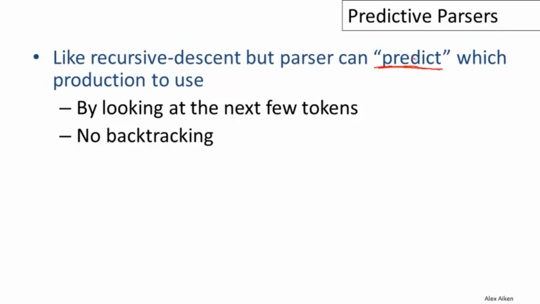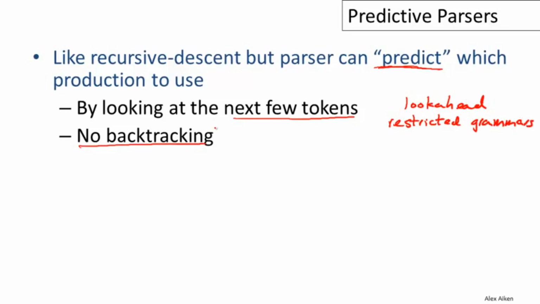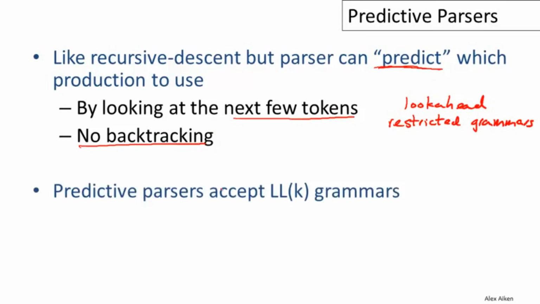And it does this in two ways. First of all, it looks at the next few tokens, so it uses lookahead to try to figure out which production should be used, based on what's coming up in the input stream. But also it restricts the grammars. So this only works for a restricted form of grammars. And the advantage is that there's no backtracking involved, and so the parser is completely deterministic. It will never try alternatives.